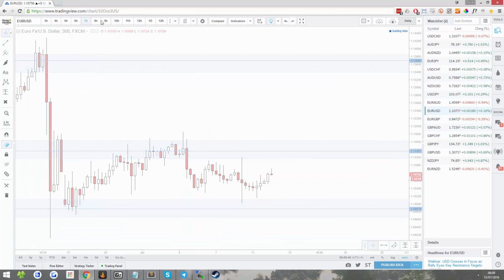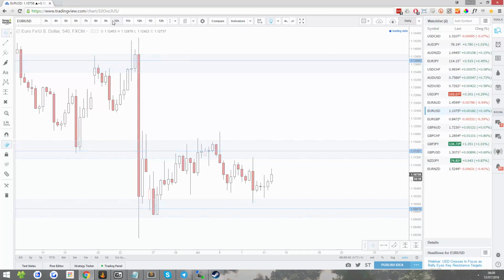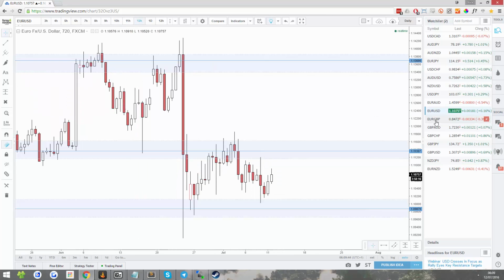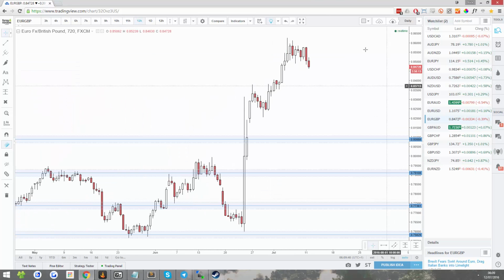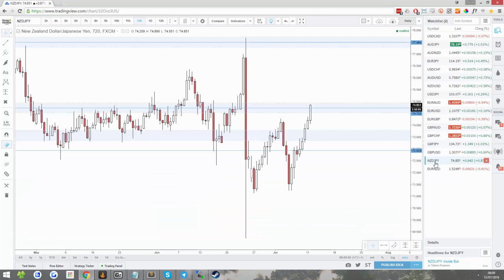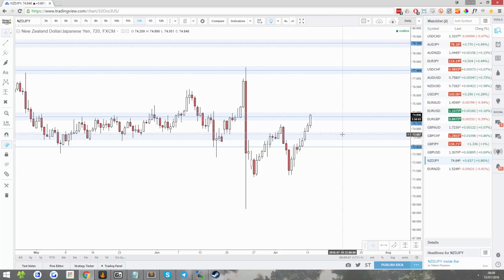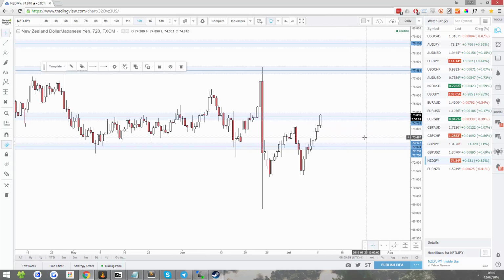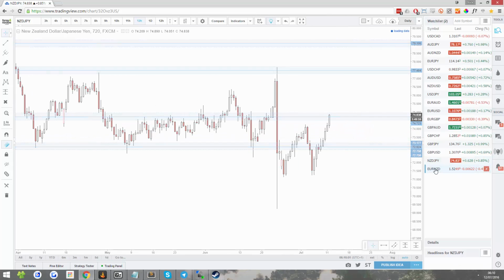Yeah, we're not going to get much on Euro USD or Euro AUD. And I'm not going to be trading any pound pairs, at least for another week. So yeah, GBP is off the table. I have New Zealand JPY down here. I don't know what that's doing. Yeah, I'm not going to be trading these pairs either.